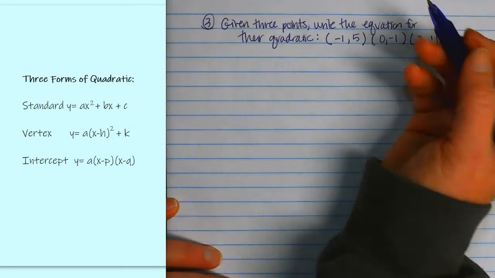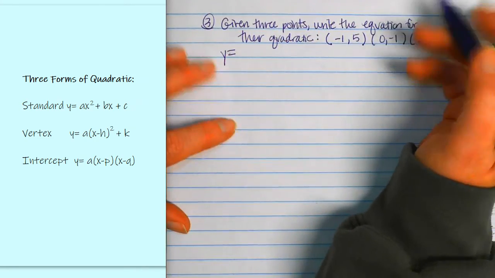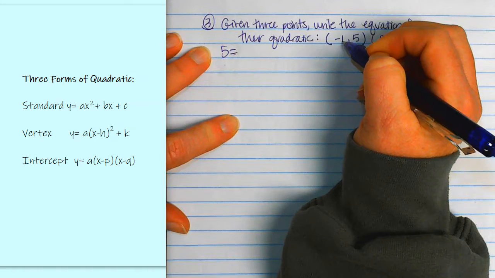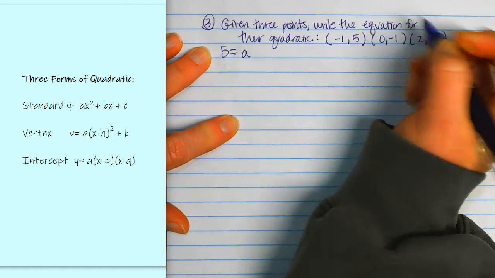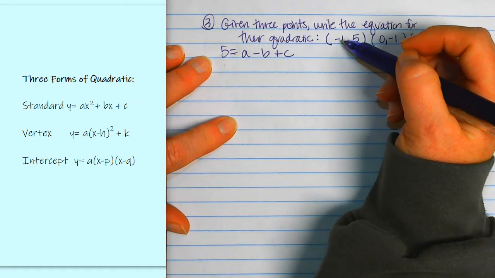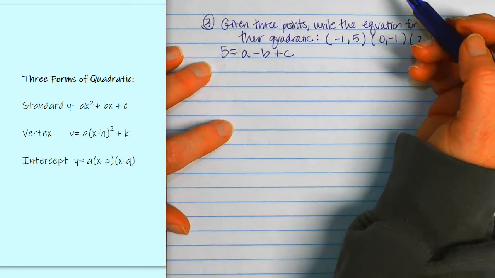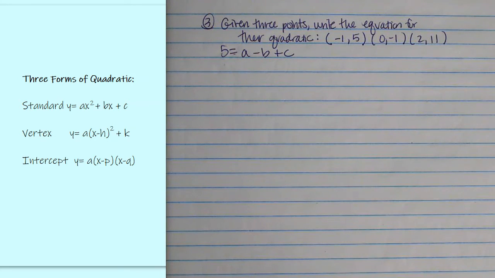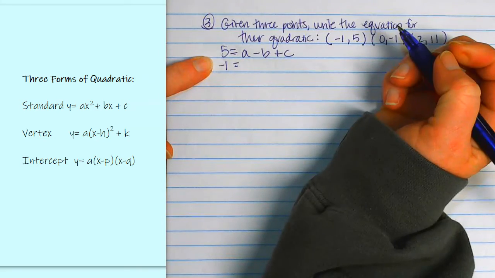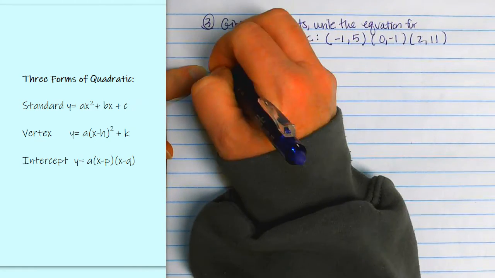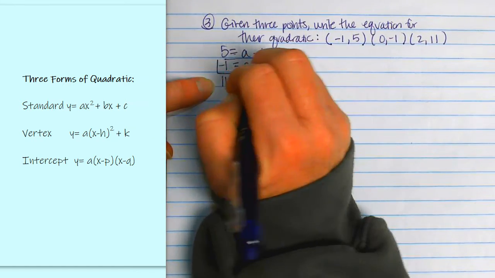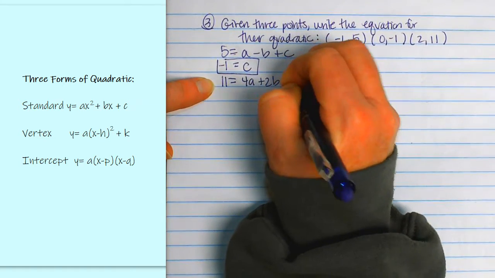Okay, so here we go. I'm going to have 5 equals negative 1 squared, so that's A, minus B plus C. So that was negative 1 squared, negative 1, and no x value at all. Second equation, negative 1 for y, 0 for x, so no A or B, and this is C. We've already found C. And then 11 equals 2 squared, so 4A plus 2B plus C.